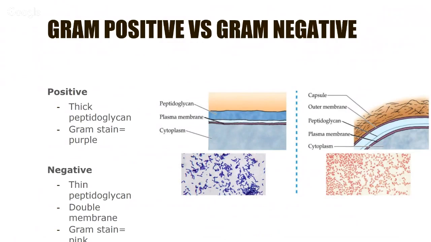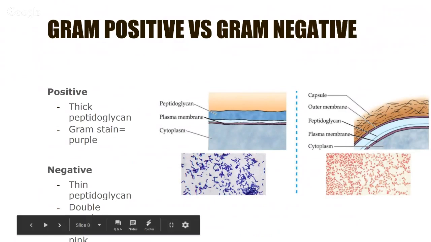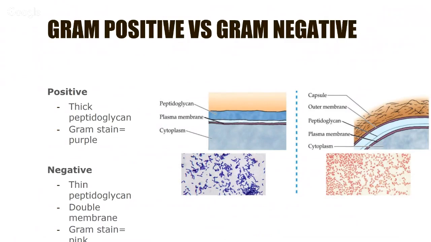So gram-positive bacteria has a thick peptidoglycan cell wall. And it's this peptidoglycan cell wall which helps it take up the dye, and that's why it's purple in a gram stain. And the gram-negative bacteria has a thin peptidoglycan cell wall. It's also a double membrane, and then the gram stain's pink.